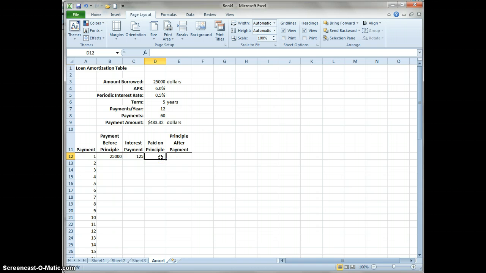The amount paid on principal then, right, we're going to take our payment amount, subtract off the interest payment. Equals, there's our payment amount, and again we're going to use the same payment amount throughout our table, so we're going to make that an absolute cell reference also by hitting F4 on the keyboard. Then minus our interest payment. Therefore, our principal after payment, we're going to subtract our payment before principal and how much we paid on the principal. Now, these are both going to be relative cell references since we're going to use them throughout our table.